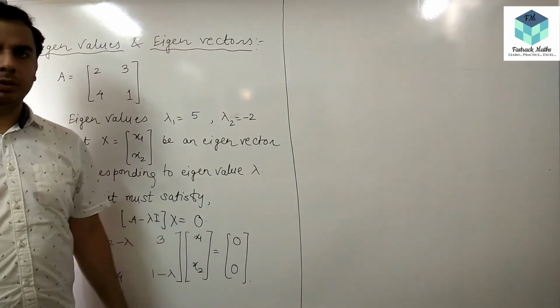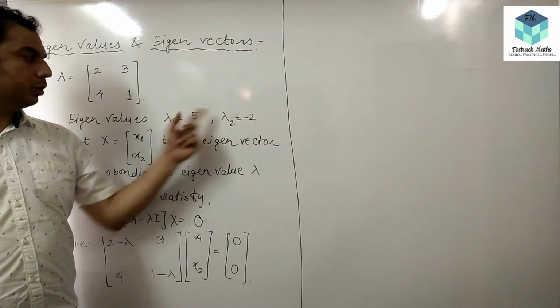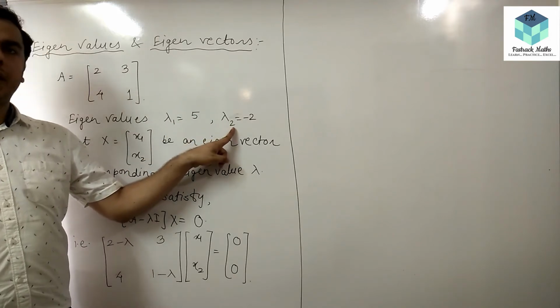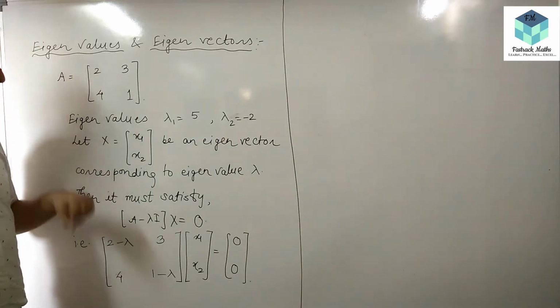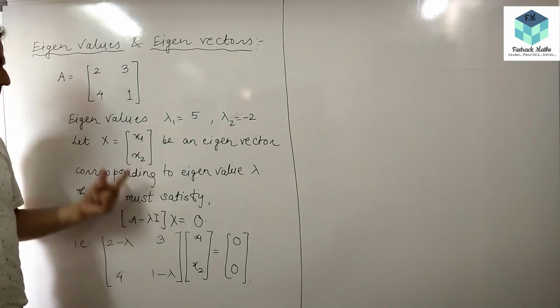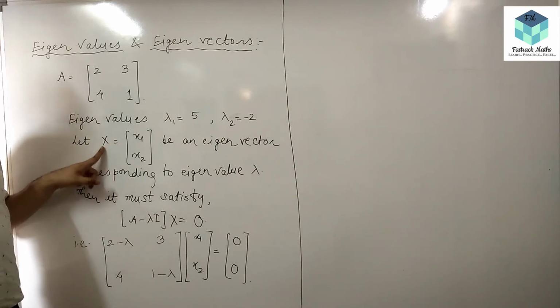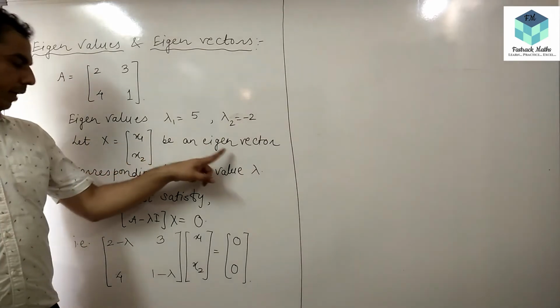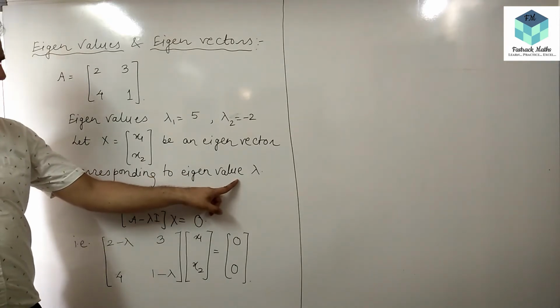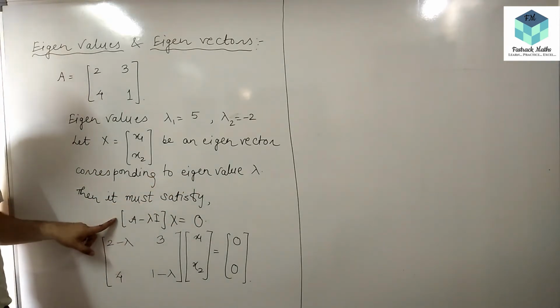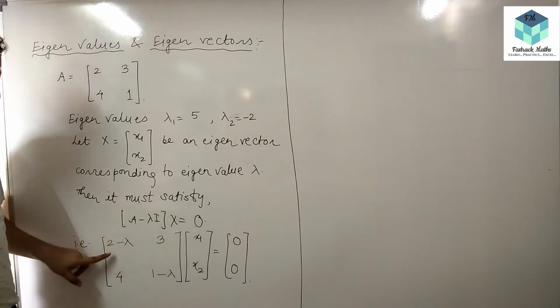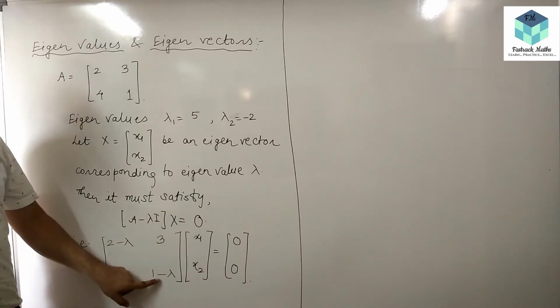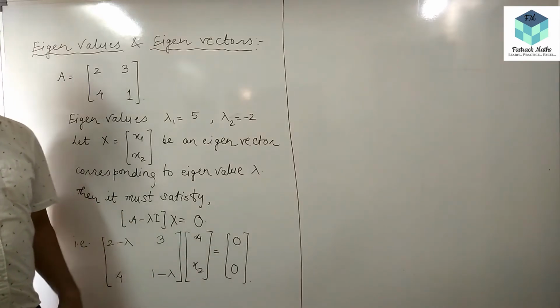So these two are the eigenvalues, and corresponding to lambda 1 and lambda 2, we will require eigenvectors capital X1 and capital X2. So we are starting with the definition of eigenvectors. Let capital X is equal to (x1, x2) be an eigenvector corresponding to eigenvalue lambda. It must satisfy this equation, (A minus lambda I) times X is equal to O. A minus lambda I we have seen earlier also: it is [2 minus lambda, 3; 4, 1 minus lambda] times (x1, x2) is equal to (0, 0).